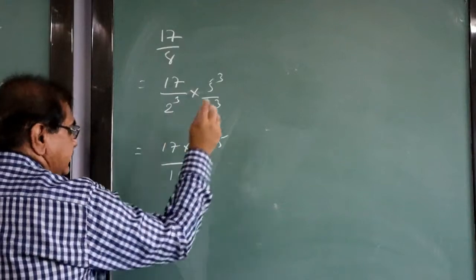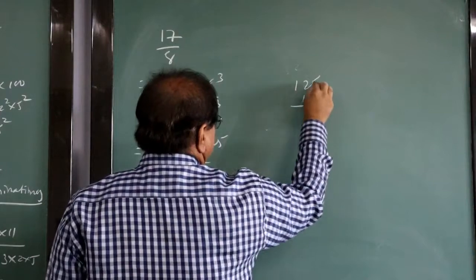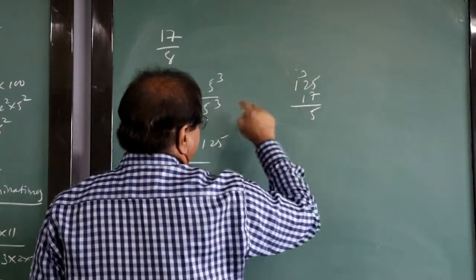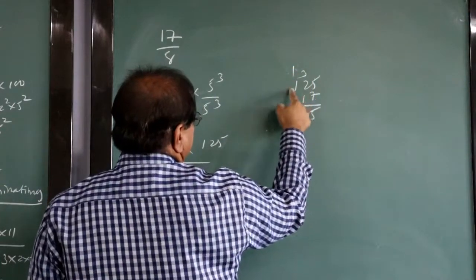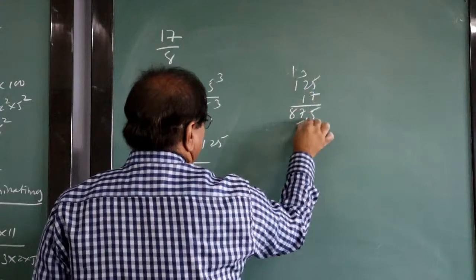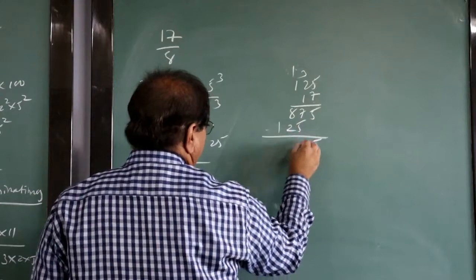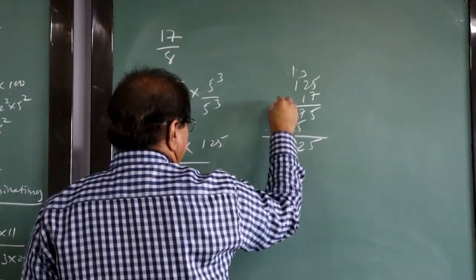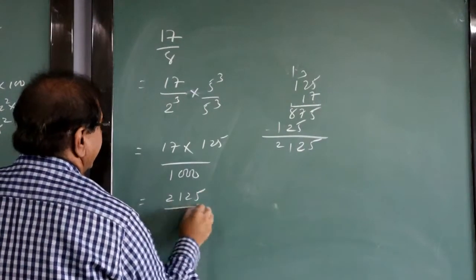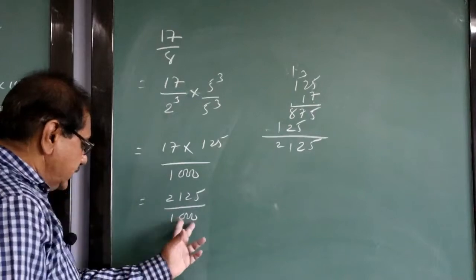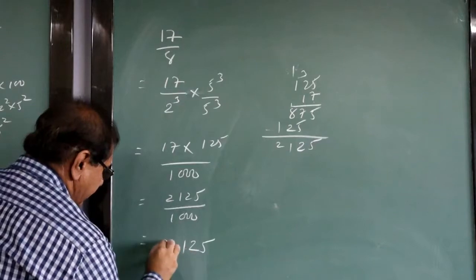So now 125 into 17. Let us do it in the rough. 7 5s are 35, 3 carry forward, 7 2s are 14 and 3 17, 1 carry forward, 7 1s are 7 and 1 8. Now 1 5 is 5, 1 2 is 2, 1 1 is 1. So 5, 7 and 5 12, 1 carry, 10 and 1 11, 1 carry 2. So it is ultimately 2125 upon 1000. Now 3 zeros are there, so 1, 2, 3 decimal places.